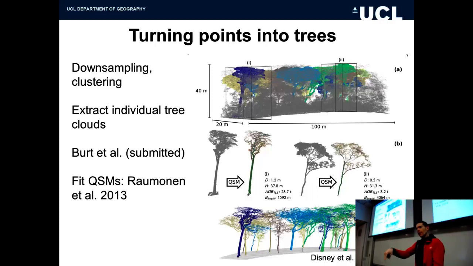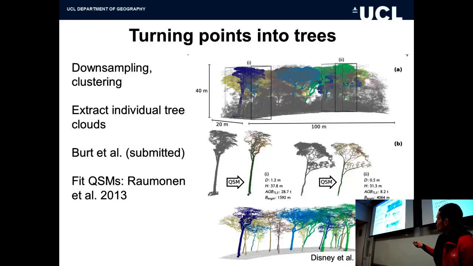Then we move it around on a grid. So we collect lots and lots of these different views and then we stitch them all together into one massive point cloud of a few billion points. And then that in itself is kind of nice, but it doesn't really tell you very much. It tells you how tall the canopy is, but those are points. They're not trees. They're not topologically connected in any way.